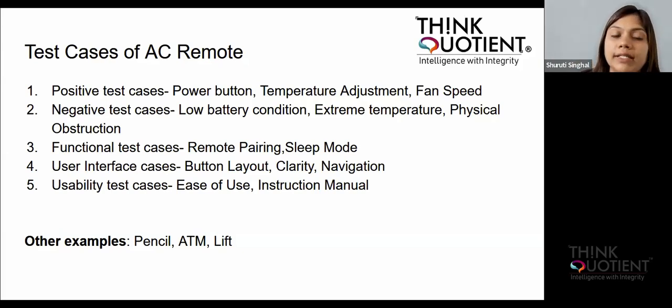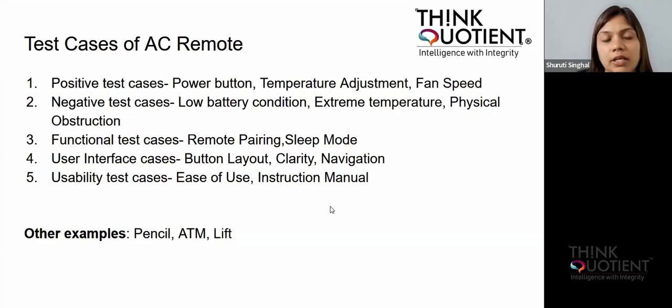Then we have usability test cases. For example, the ease of use. Whether the manual is there or not. Whether the error messages are coming properly or not. Right? The satisfaction of the user. We gather the user feedback. Whether we can replace the battery or not. Whether we have a child lock feature or not. So all these things come under usability testing.